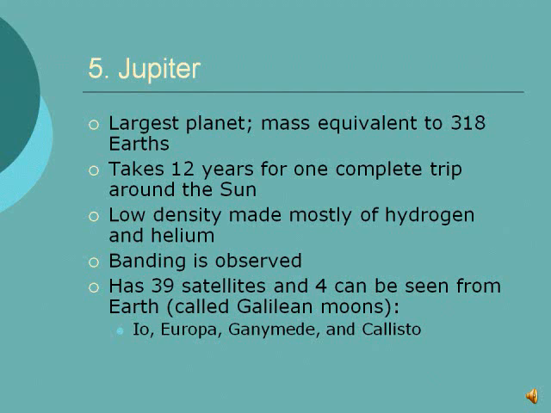It has 39 satellites, which we call moons, and 4 can be seen from Earth, and those are the Galilean moons that can be seen from Earth. Those are Io, Europa, Ganymede, and Callisto.